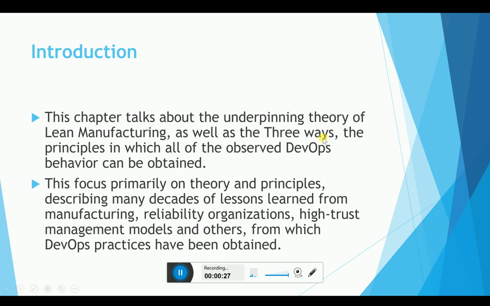So, the introduction, real quick. This is going to be talking about the foundation of what lean manufacturing is, as well as the three ways, the principles from which all of the observed DevOps behavior can be obtained. So, kind of like the history of how DevOps was formed and how this came to be. It's going to focus primarily on theory and principles over many decades, and lessons learned from businesses and how, I guess, these software practices have grown over the years.